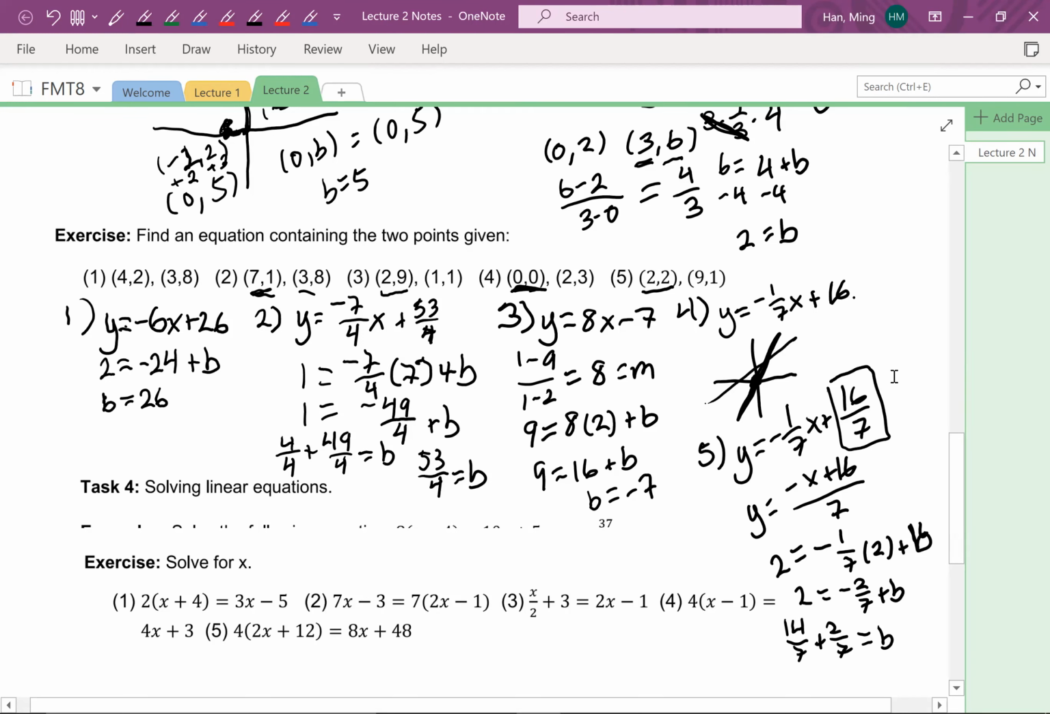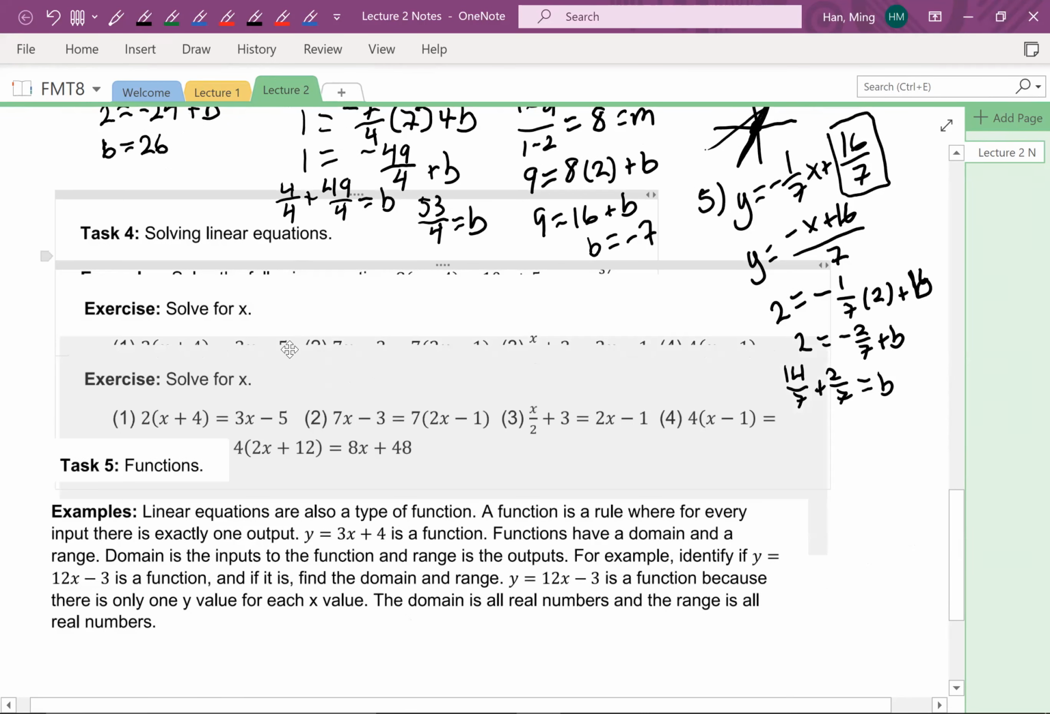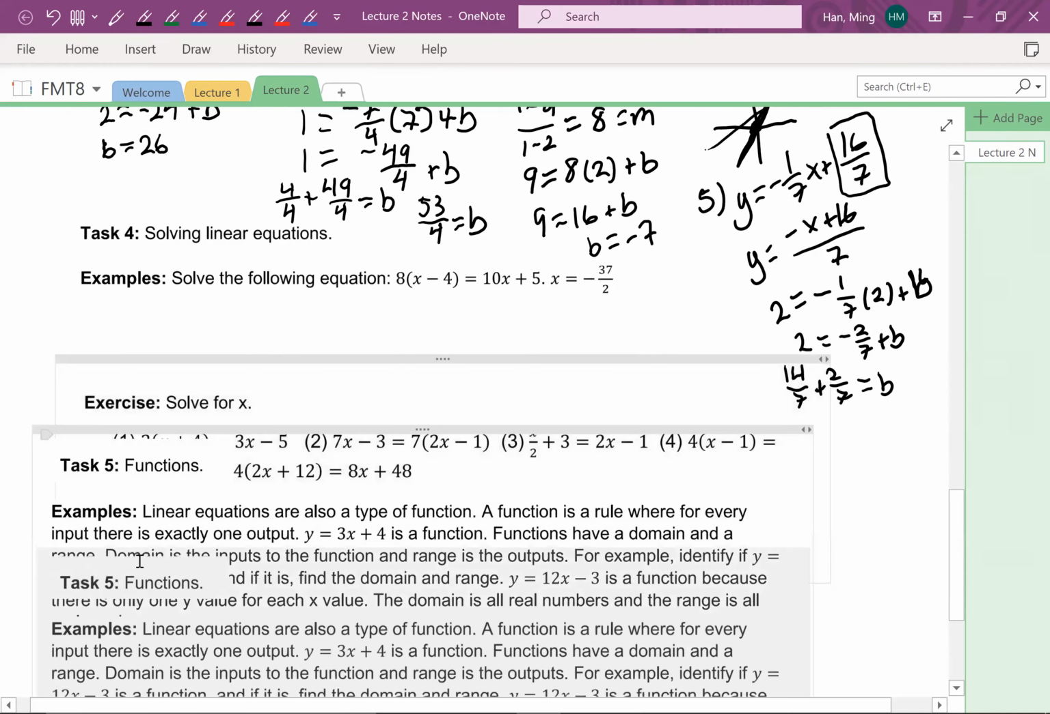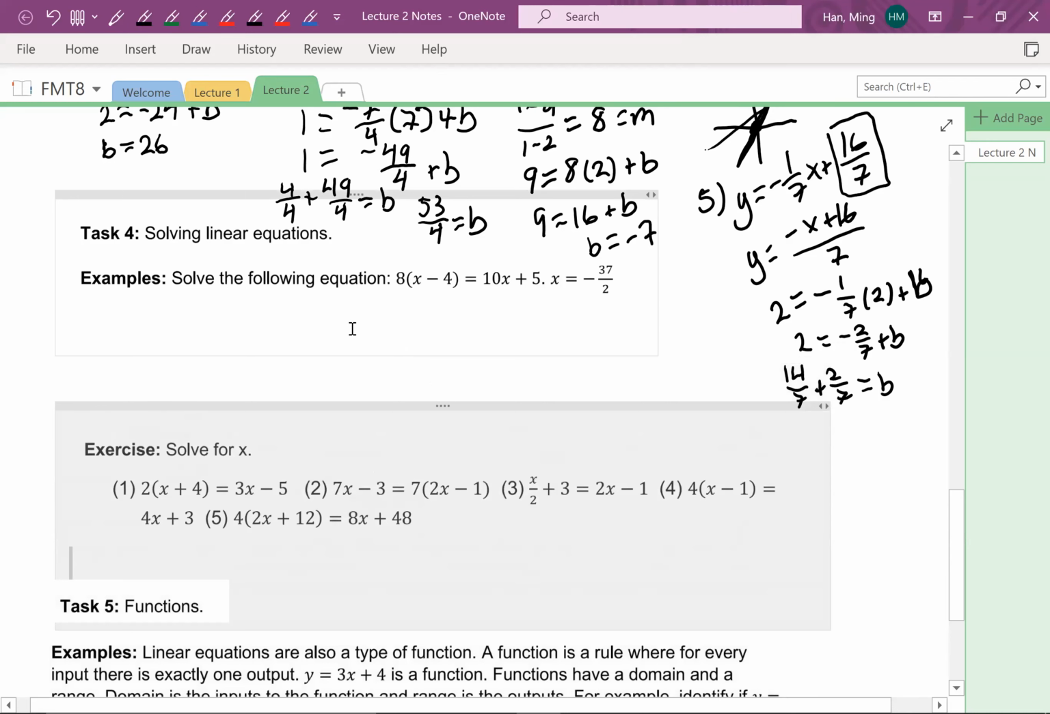Okay, so does anyone have any questions over that? Okay, since it's getting kind of late, we won't do the exercises for task 4, but I'll still go over task 4 since task 4 is similar to what we did to find b. So task 4 is just how to solve linear equations.